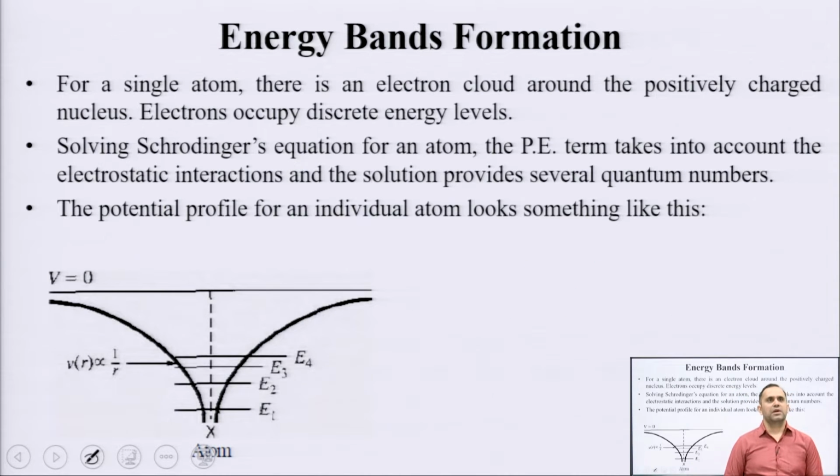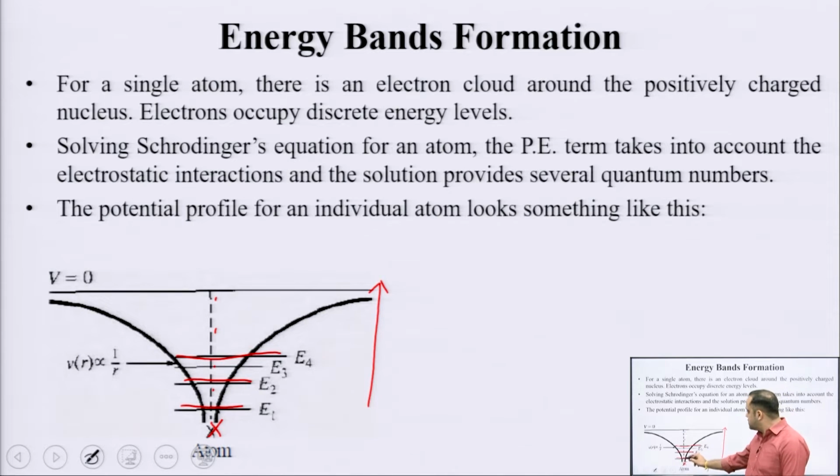crystalline solid. The figure shown on your screen shows that for a single atom, you have an electron cloud occupying that nucleus, and electrons are occupying discrete energy levels. This x here is the location of the nucleus, and going upwards on the potential or energy scale, electrons are located at some well specified discrete energy levels. We can't say that they can occupy any energy level, that is not possible. Only these discrete energy levels are being occupied.